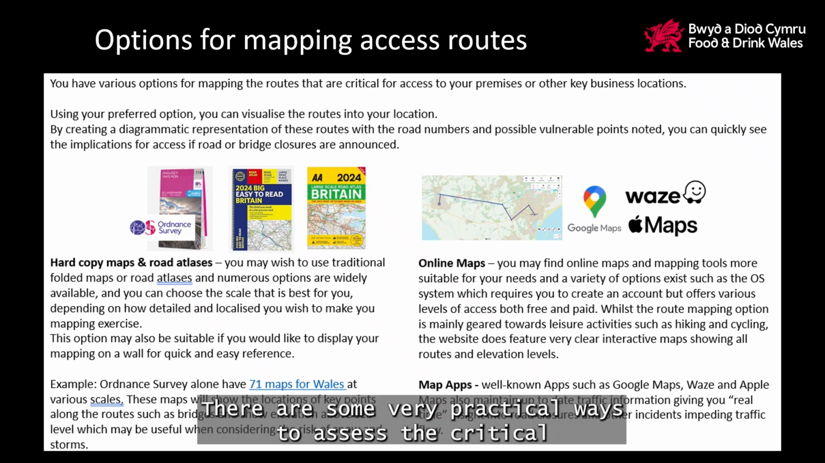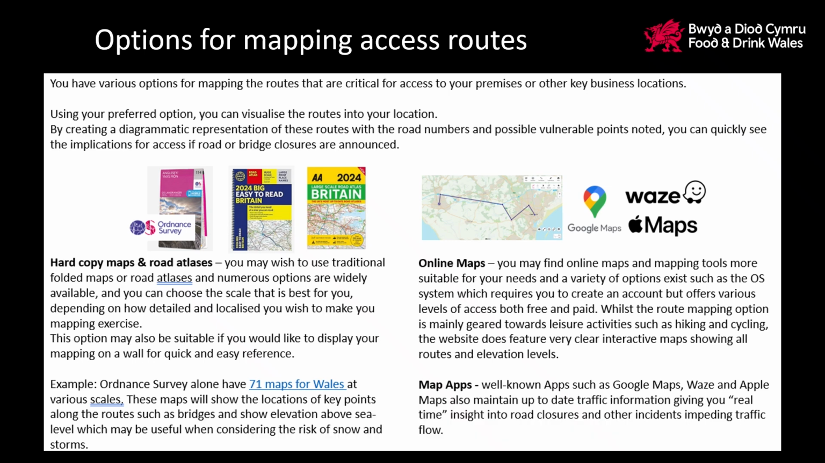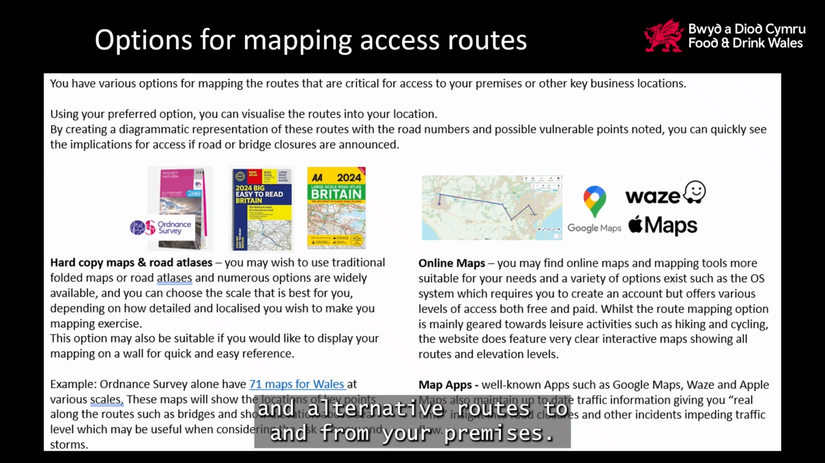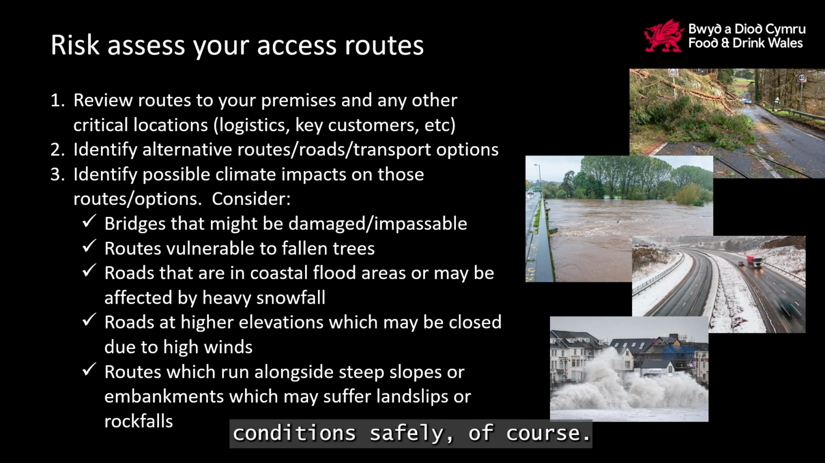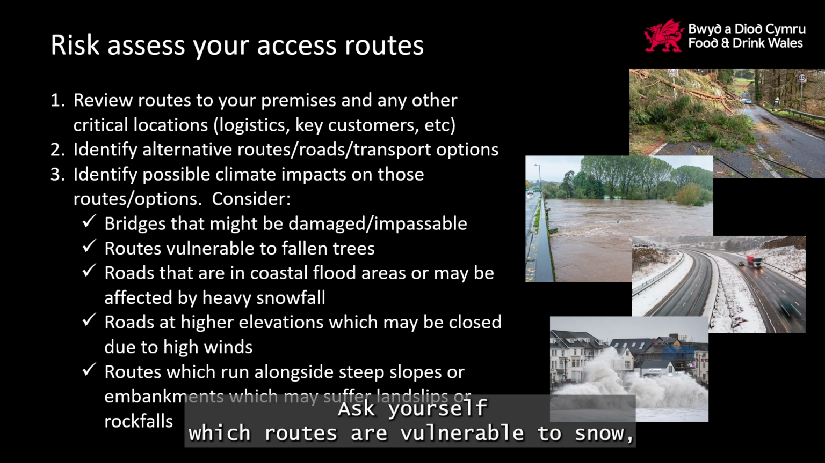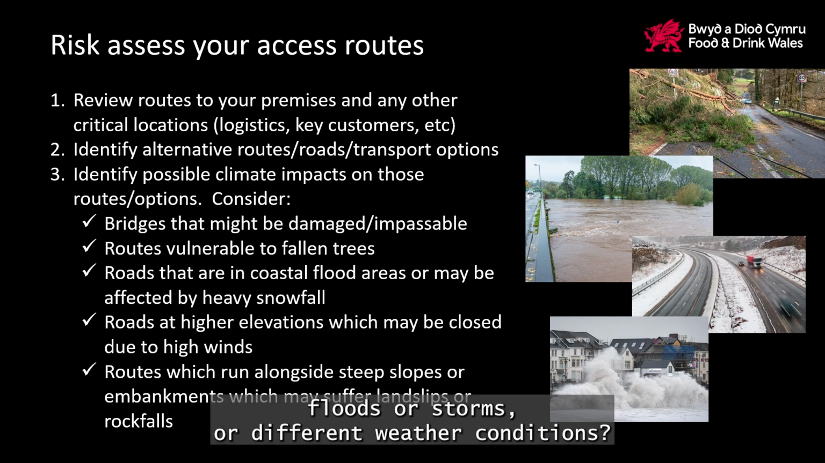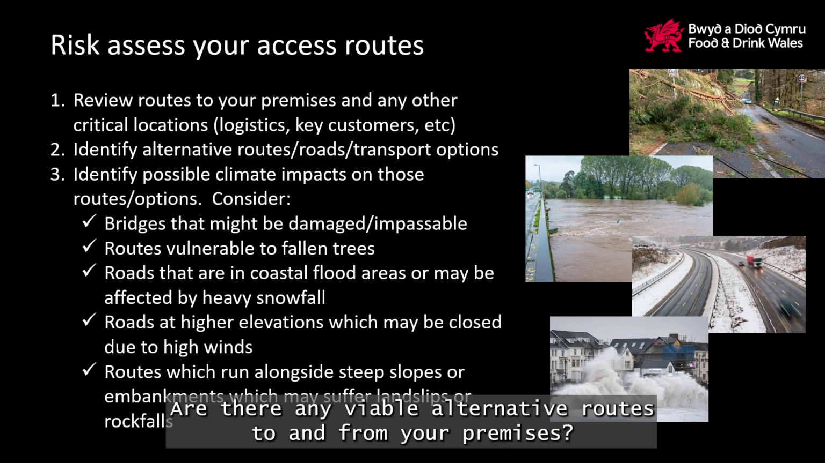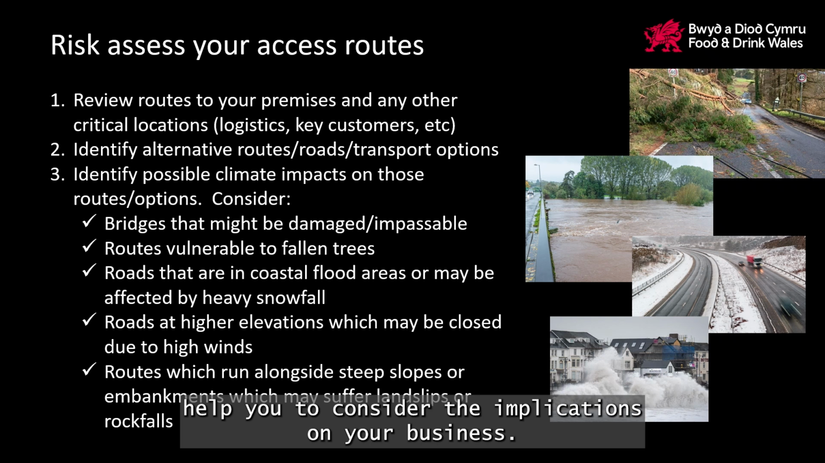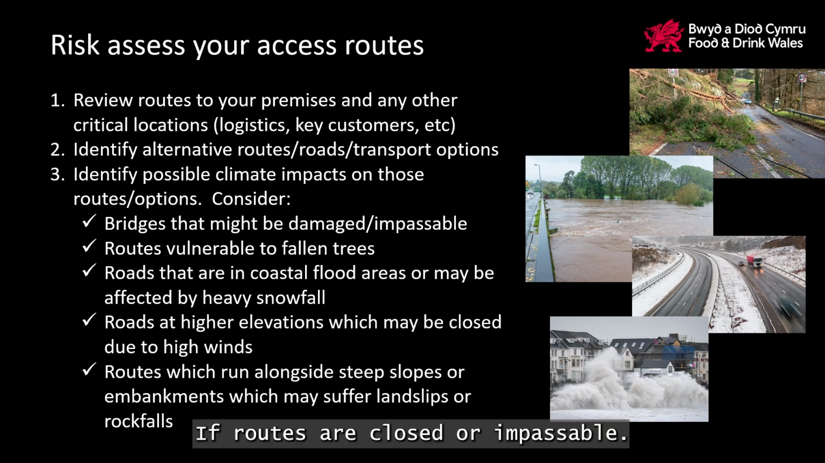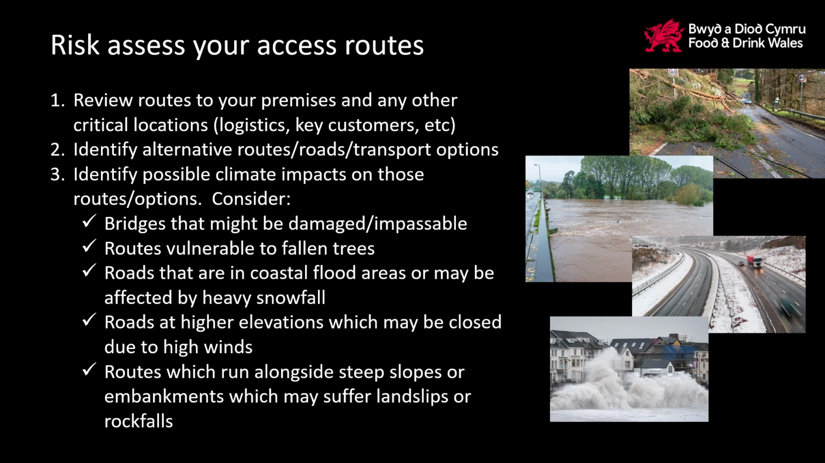There are some very practical ways to assess the critical and alternative routes to and from your premises. As with the site walks, test them in different weather conditions, safely, of course. Ask yourself which routes are vulnerable to snow, floods, or storms, or different weather conditions. Are there any viable alternative routes to and from your premises? These types of questions will help you to consider the implications on your business if routes are closed or impassable.